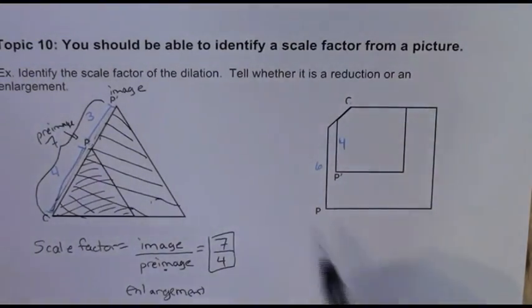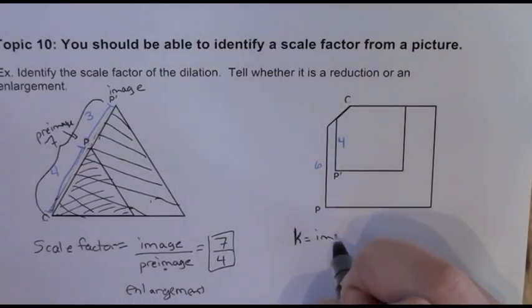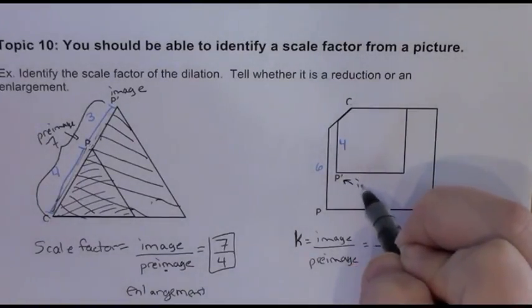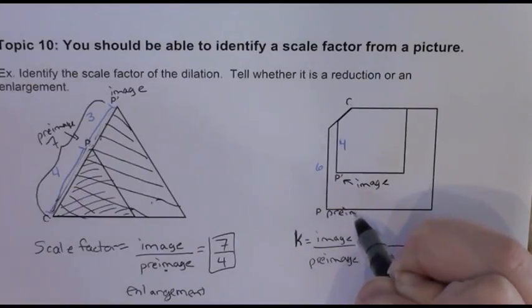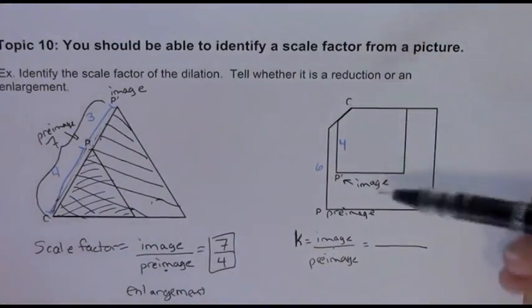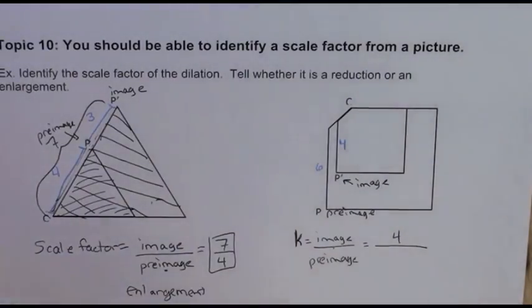Now in the second picture, it's actually a little bit easier. The scale factor, also known as K, is the image over the pre-image. So here we have a P, we have a P prime. P prime is the image. P is the pre-image. So what's the length for the image? Well, that's a 4. That's the left side. And the corresponding side for the pre-image is a 6.